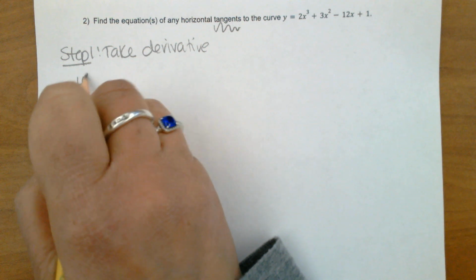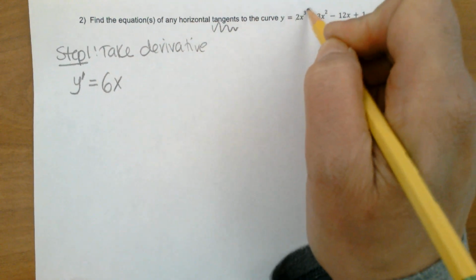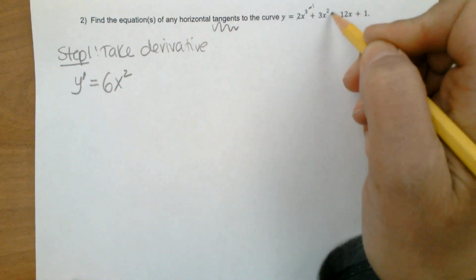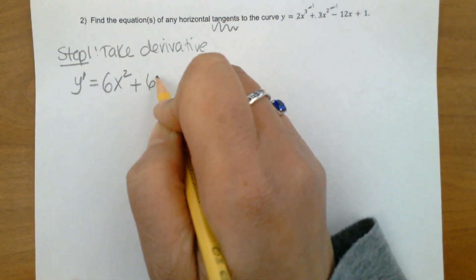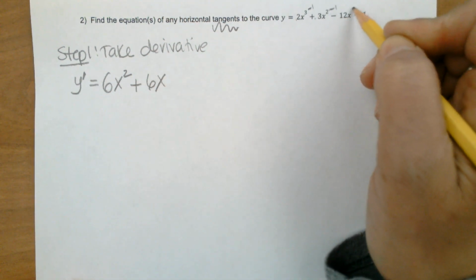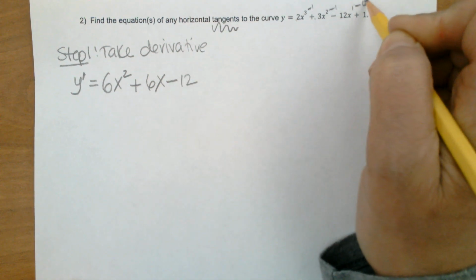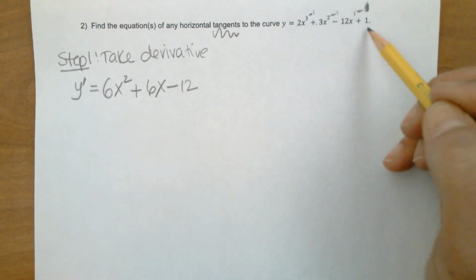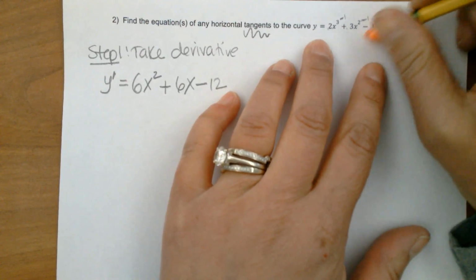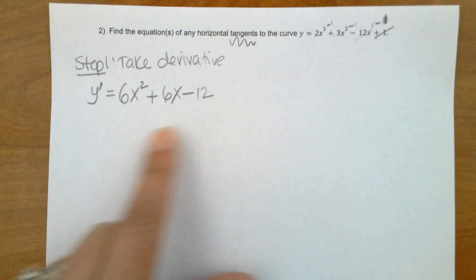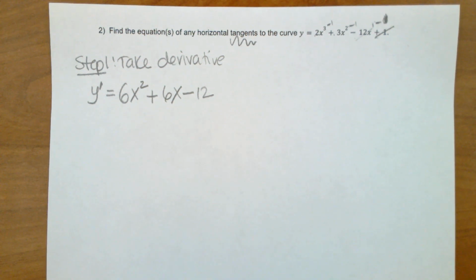So y prime equals 3 times 2, 6x to the 3 minus 1, squared. Next, 2 times positive 3, positive 6, x to the 2 minus 1. Then this is a 1x, remember, 1 times negative 12, and then 1 minus 1 is 0, so that x drops out. The 12 does not drop out here, it just gets brought down. So my derivative, my y prime, is 6x squared plus 6x minus 12.